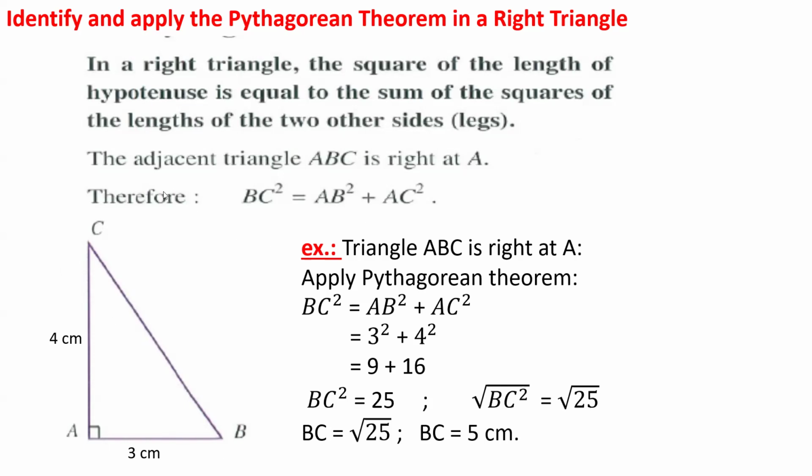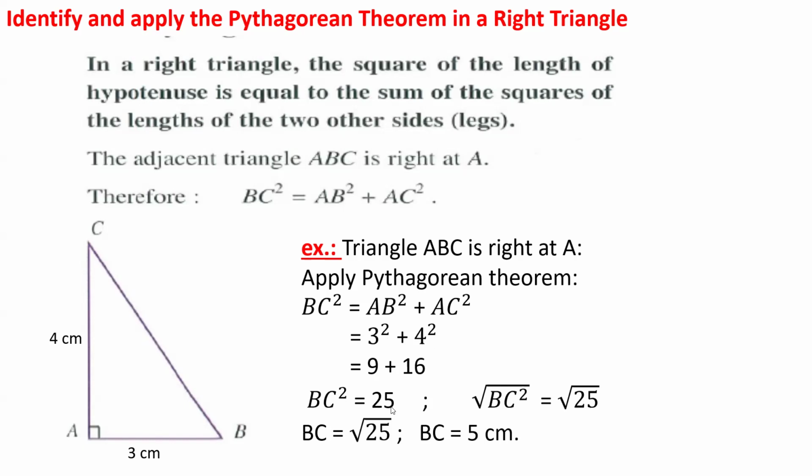But how do we apply it here? We always say, in which right triangle am I applying the Pythagorean theorem? So we say triangle ABC is right at A, then we apply the Pythagorean theorem. BC squared is equal to AB squared plus AC squared. I replace AB by 3, so 3 squared plus AC is 4, so 4 squared. 3 squared is 9 plus 4 squared, which is 16. 9 plus 16, then BC squared equals 25.